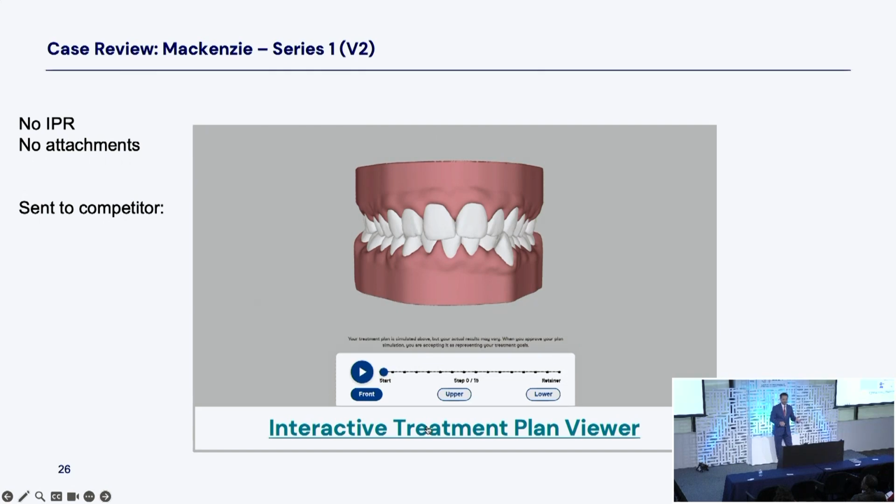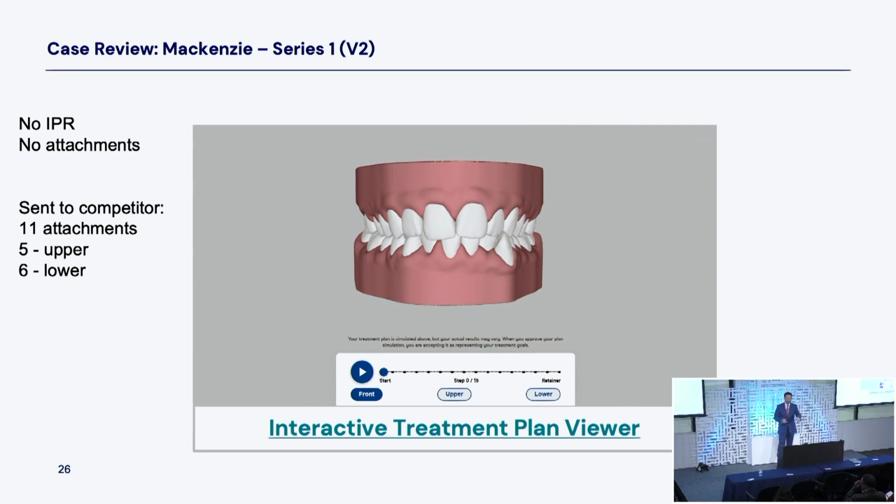I sent it to the competitor. I sent it to the competitor because I have no IPR and attachments. The competitor gave me 11 attachments, 5 upper and 6 lower. And I did it for kicks. Now, you can do it for fun if you want to see how many molars do I need to attach for a case if I go one way versus the other. So I just did that for fun, but you're welcome to do that.